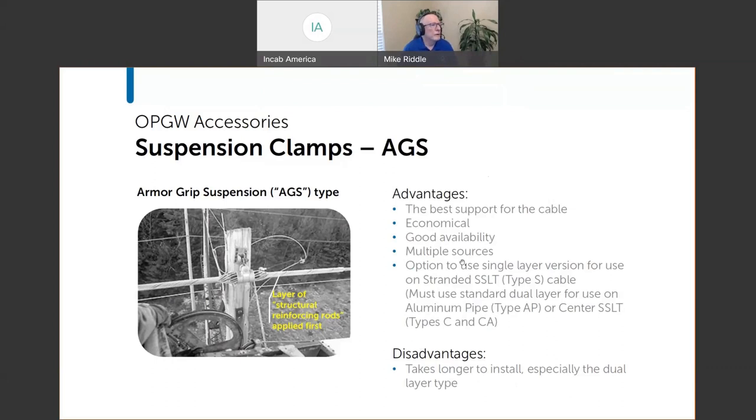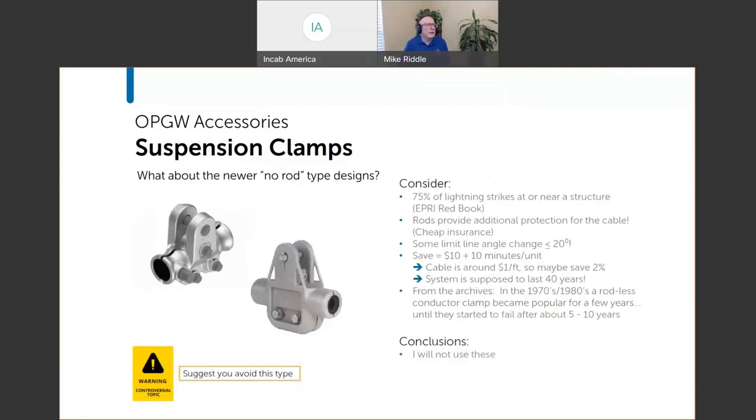So for that type of OPGW cable, you do have that option. But for center tube type OPGW or aluminum pipe type OPGW, you really should stick with the traditional two-layer design. The disadvantage of this type of suspension unit is putting on two layers of rods, and they tend to be longer, on the order of 4 feet or so. It takes longer to install.